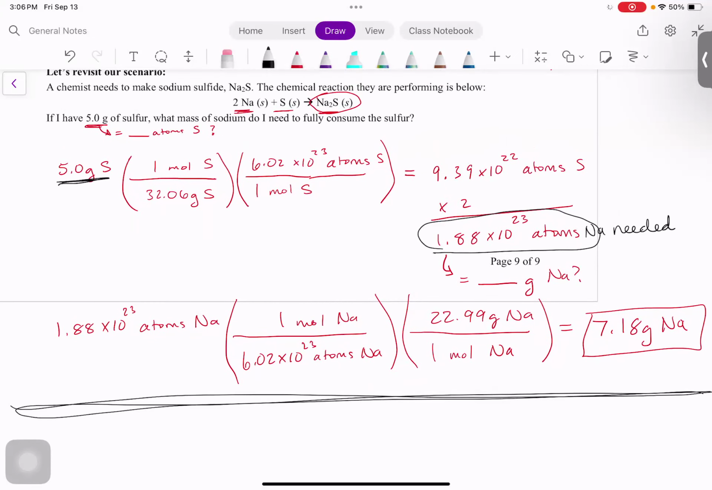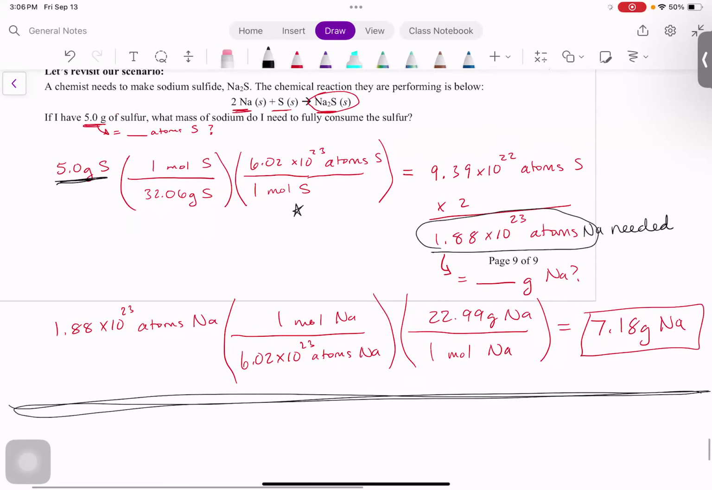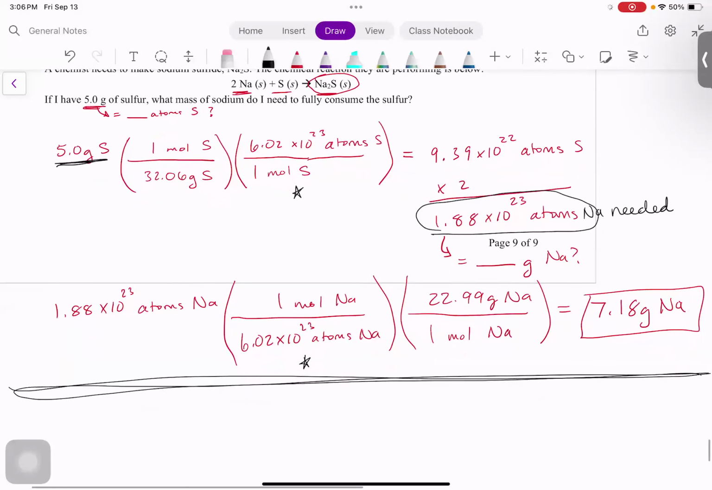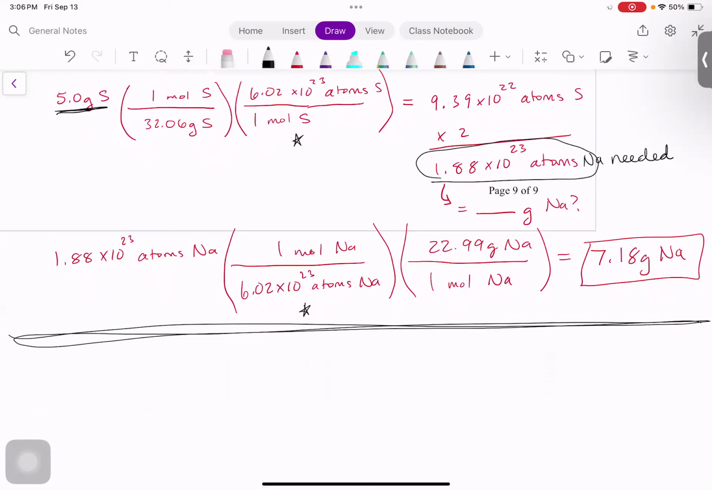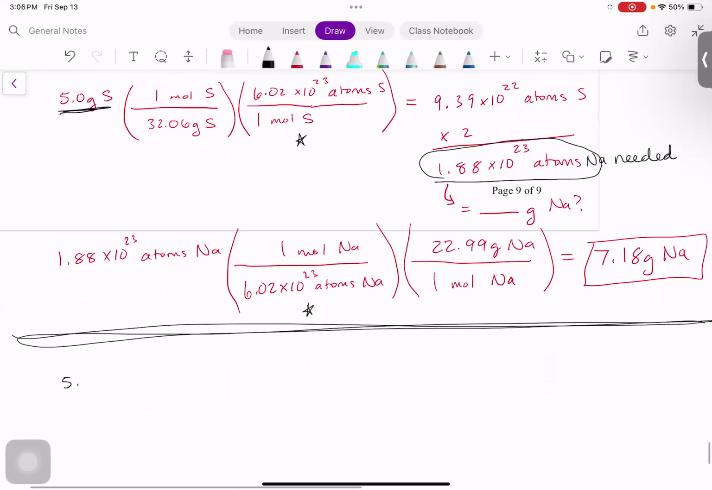And so if you look at the math that we did in this first calculation, I multiplied by 6.02 times 10 to the 23rd. In the second calculation, I divided by 6.02 times 10 to the 23rd. So to answer this problem, I multiplied by something, but then I divided by that thing as well, which isn't really necessary. So when we do these calculations, what we do is we simplify them a little bit. So 5 grams of sulfur, I still need to convert that to moles. So 32.06 grams of sulfur is 1 mole of sulfur.